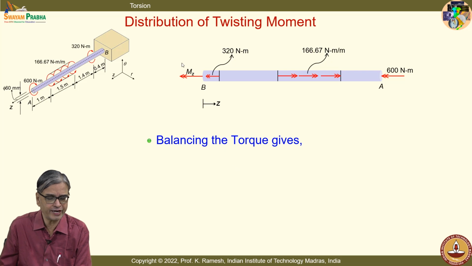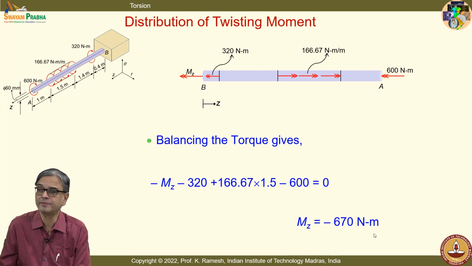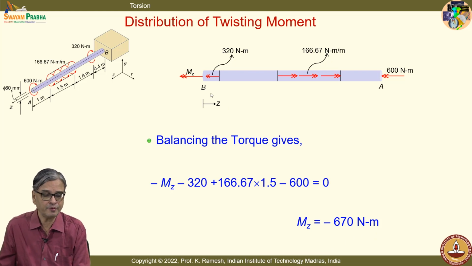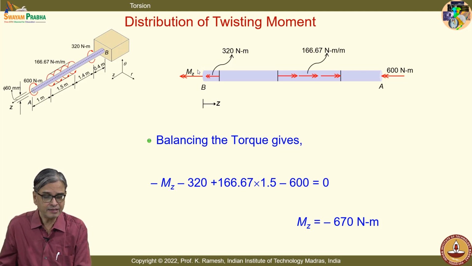and first is to find out what is the torque at the fixed end. So, balancing the torque gives, I have minus Mz minus 320 plus 166.67 into 1.5, minus 600 equals 0. That gives me the torque at the fixed end as minus 670 Newton meter. When I say twisting moment diagram, I want to find out how the twisting moment changes as a function of the length. In principle, I can take a generic cross section, analyze the left portion or the right portion. But in this problem, your mathematics is much simpler and straightforward if I analyze the left portion, because I have already found out the twisting moment at the fixed end.